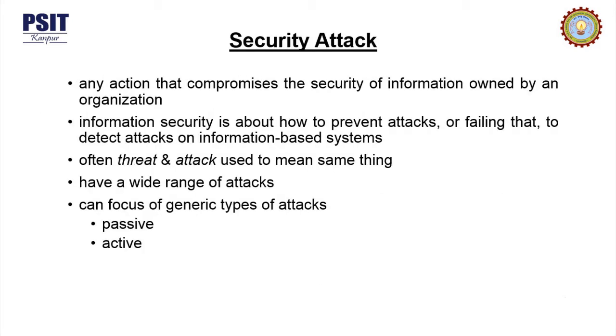In this slide, I will discuss the various types of security attacks that can violate the security of data. As I have defined, any action that compromises the security of the information owned by an organization is called an attack. Information security is about how to prevent attacks or, failing that, to detect attacks on information-based systems. Often, threats and attacks are used to mean the same thing. We have a wide range of attacks, which can be classified in a generic manner into active attacks and passive attacks.